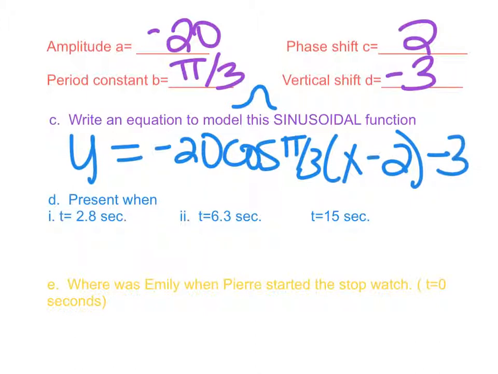And again, just like on problem 2, if I want time equals 2.8 seconds, 6.3, 15, and even 0, all I have to do is plug 2.8 into x, 6.3 into x, 15 into x. In this case, your x is your time, and y is the distance that you are from the riverbank. And then time equals 0. So if I plug those in, I'm going to get negative 16.23, which means that's how far you are from the water.